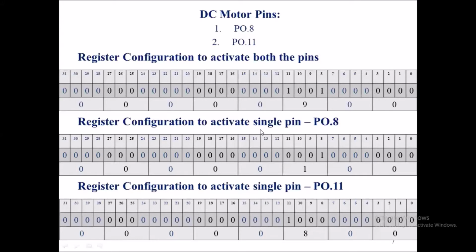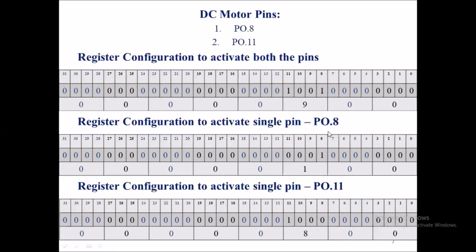Next, the register configuration to activate a single pin. As I told, there are 2 pins for the DC motor, and you cannot activate both the pins at the same time. If you activate both the pins at the same time, then the motor shaft will not rotate in either the anti-clockwise or the clockwise direction. So if you want to run the DC motor, then only one pin should be activated.